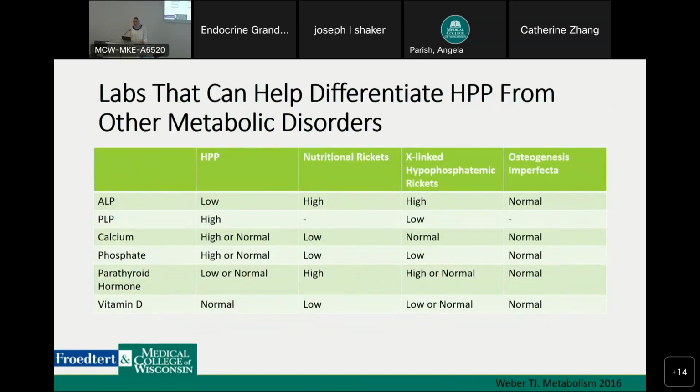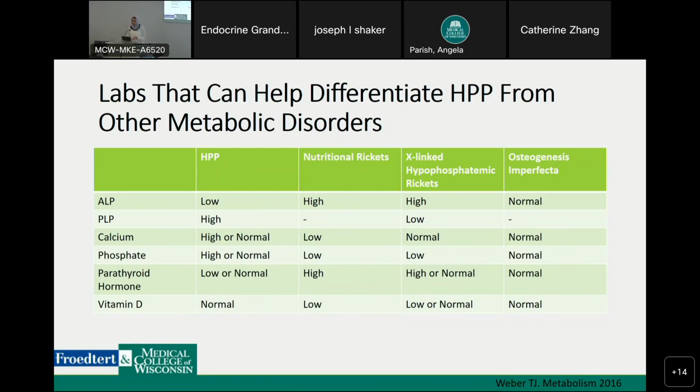So these labs can actually differentiate hypophosphatasia from other metabolic bone disease. Alkaline phosphatase is low only in HPP, and it's actually high in nutritional rickets, which is also one of the common misdiagnoses. And then PLP and urine PA are also high in HPP. Calcium and phosphate can be high or normal in HPP, whereas they are low in nutritional rickets, and they can be normal.